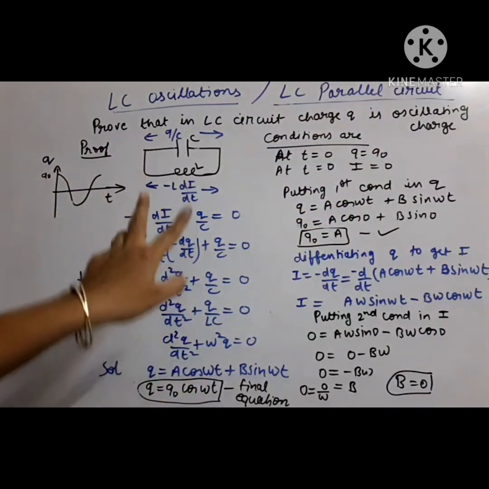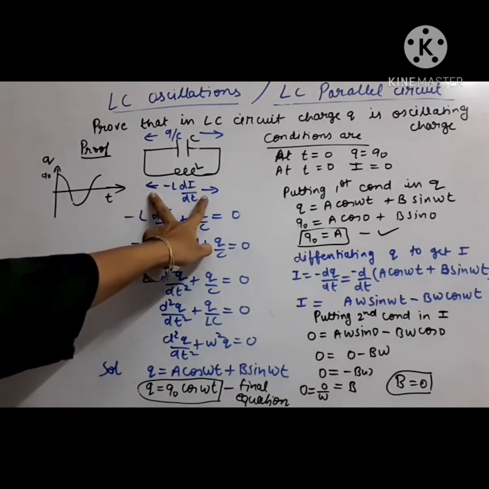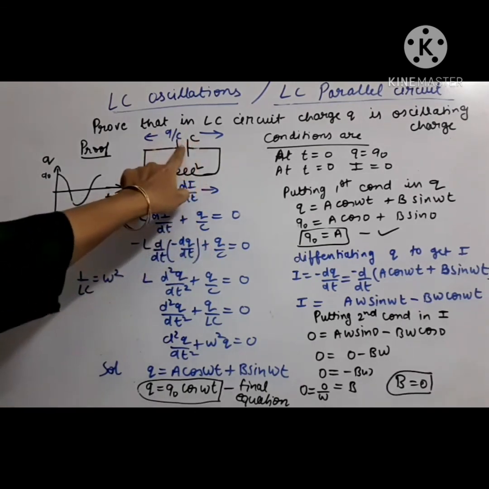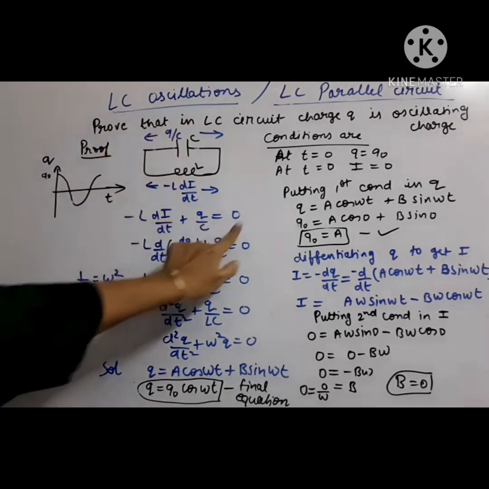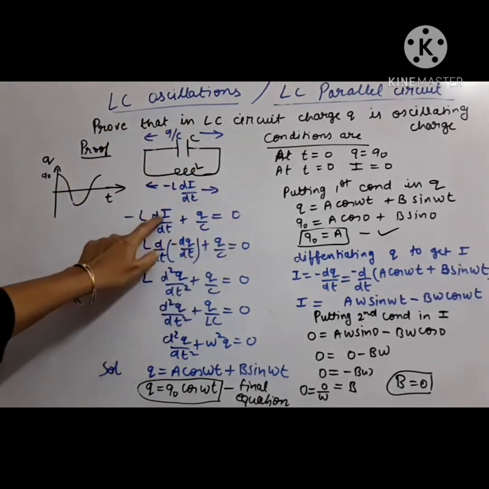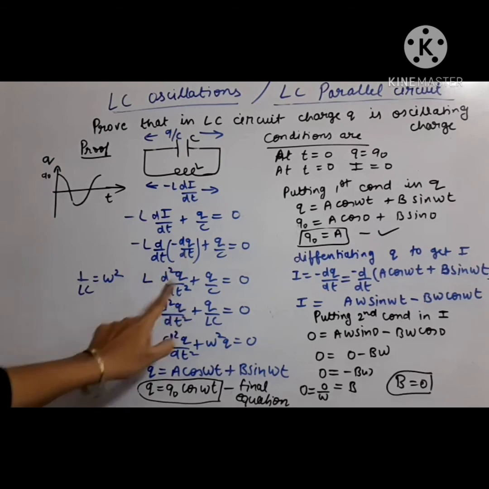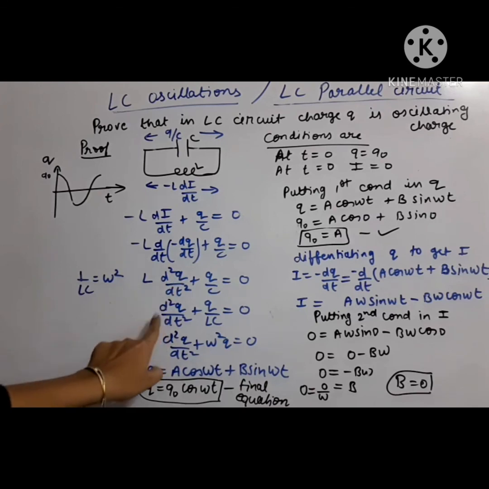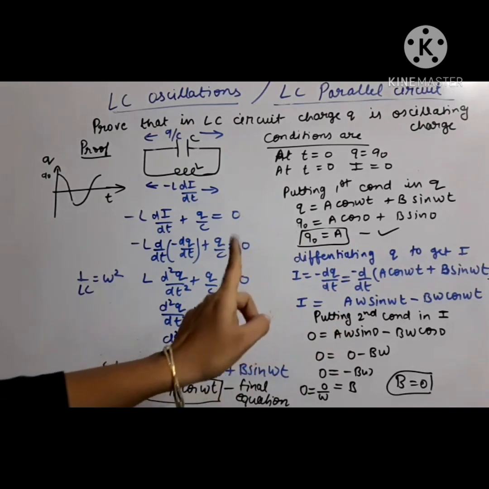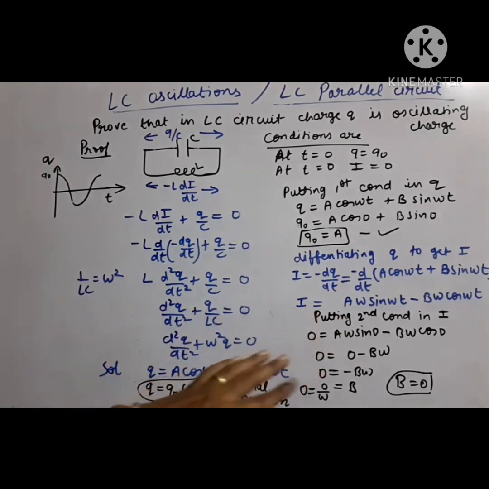Let us just repeat in brief. Minus L di by dt is the voltage of this, and Q by C is the voltage of this. Both we have to add and put equal to 0. Then replace I by minus dq by dt and make the equation in only Q. Make this term alone, so L should be shifted here. Compare it with the standard equation d2y by dx2 plus k square x equal to 0 and take its direct solution: Q equal to A cos omega t plus B sin omega t. Now solving for A and B will need the initial conditions.